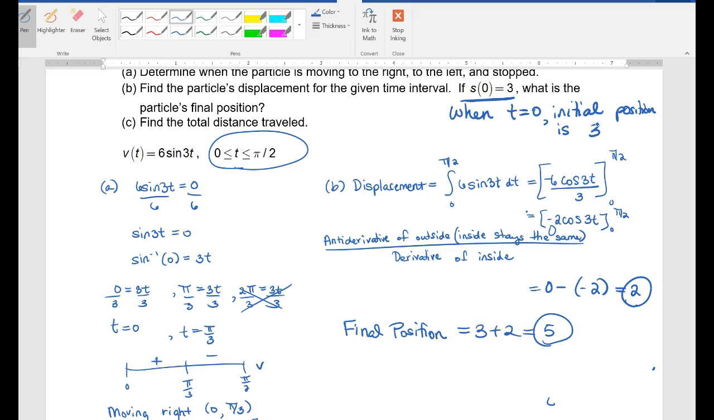And then the last part is the total distance. So for C, how do we find total distance? Right. So now we don't care, total distance traveled, we don't care where we started at. Okay, we just care about basically how much the particle has traveled from 0 to pi over 2. So we want the absolute value of 6 sine 3t dt.